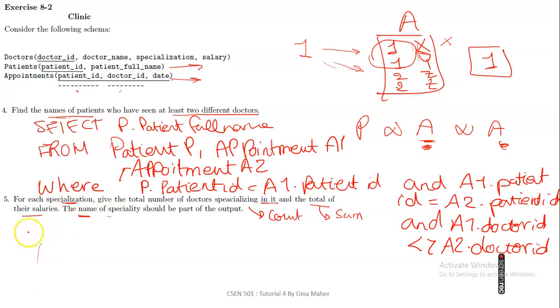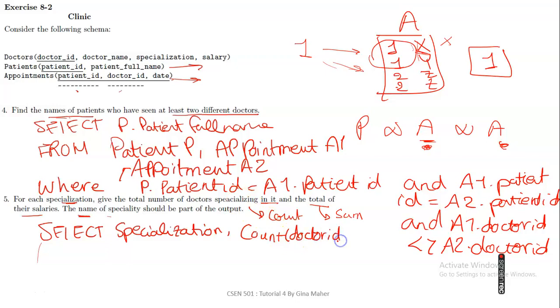Okay, so what we want to see in our output is select the specialization, because we want to see this as a part of the output. This is the first one. And the total number of doctors. So we are going to count the doctor ID, as, and give it a name. In order to see the column with a name, we can call it number of doctors.